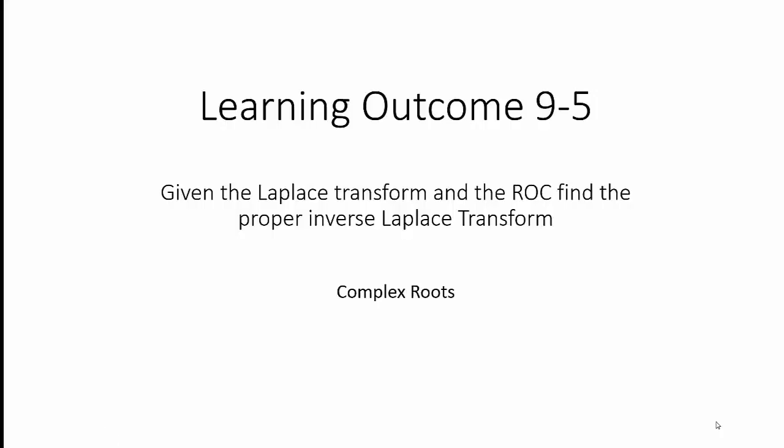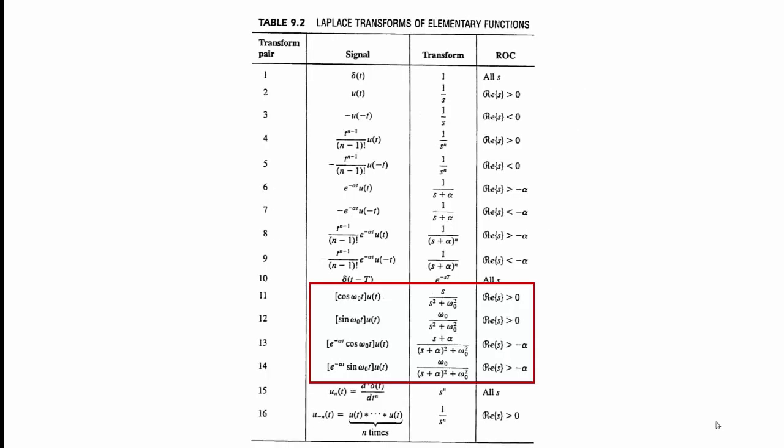Learning Outcome 9.5. Given the Laplace transform and the ROC, find the proper inverse Laplace transform. This is for cases with complex roots. If you look in Table 9.2, there are 4 transform pairs, numbers 11, 12, 13, and 14, which are all for cases where you have a second-order polynomial in the denominator, which has complex roots. This video hopefully will help you take the inverse transforms in those cases.